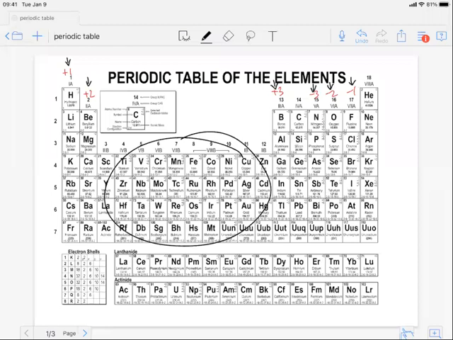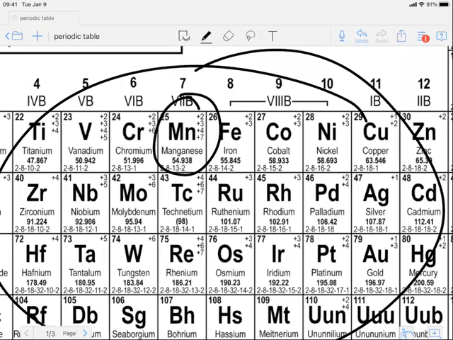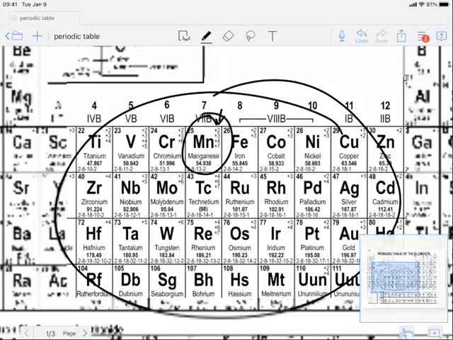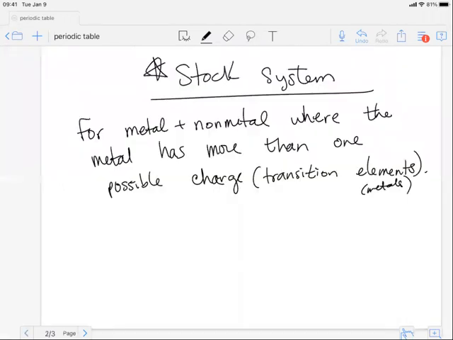So let's go back here and I'm going to zoom in and take a look at, for example, manganese. The reason why I really like this periodic table, and I think I uploaded this to GC so you can have access to it if you don't have one at home, is because it gives you all of the possible charges in the upper right-hand corner. So if you have a formula that includes one of these from the middle and you look in the upper right-hand corner and you see more than one number, that automatically tells you that you have to use this method to name the compound.